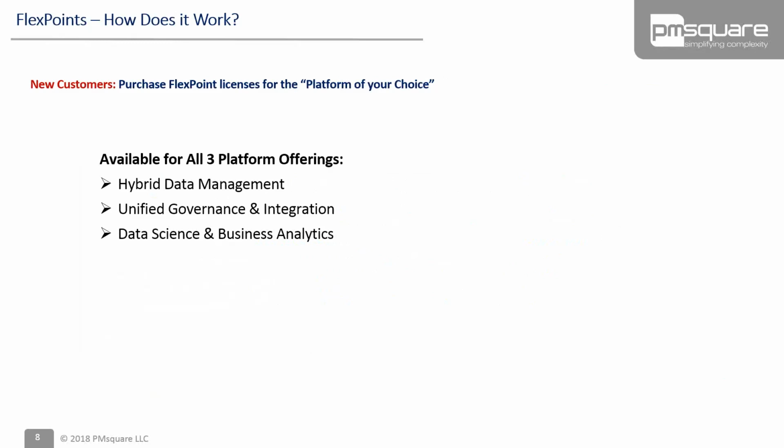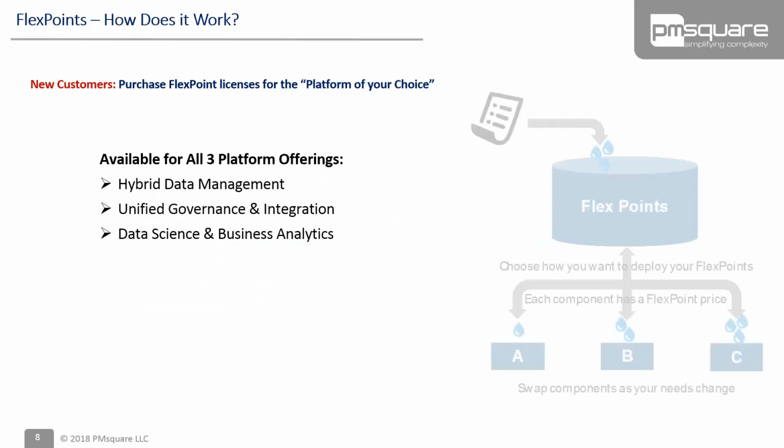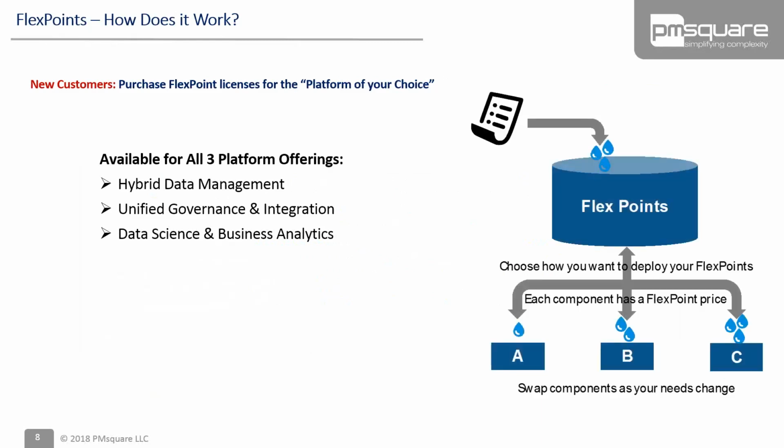So how does it really all work? I'll talk about this in two capacities: one for brand new customers coming to IBM, as well as existing customers and how they may be impacted by this. Brand new customers can procure FlexPoint licenses instead of the individual tiered licensing model for any of the products or categories we just mentioned: hybrid data management, unified governance and integration, and data science and business analytics. Once you do that, you can deploy your FlexPoints across any of the components of those portfolios that you've purchased them for.